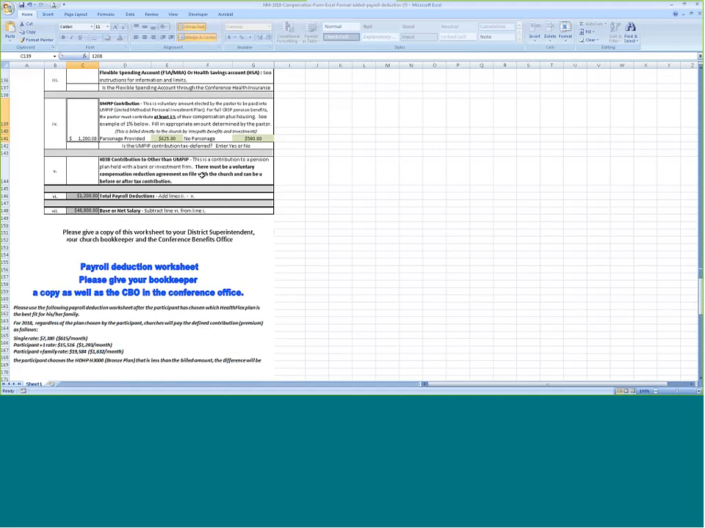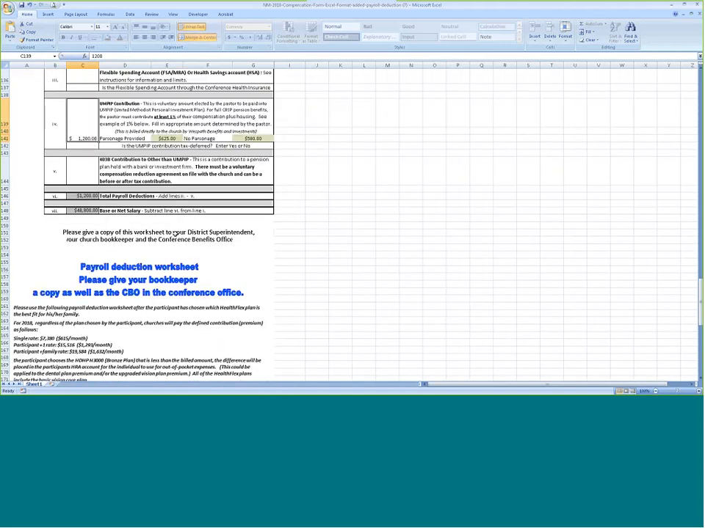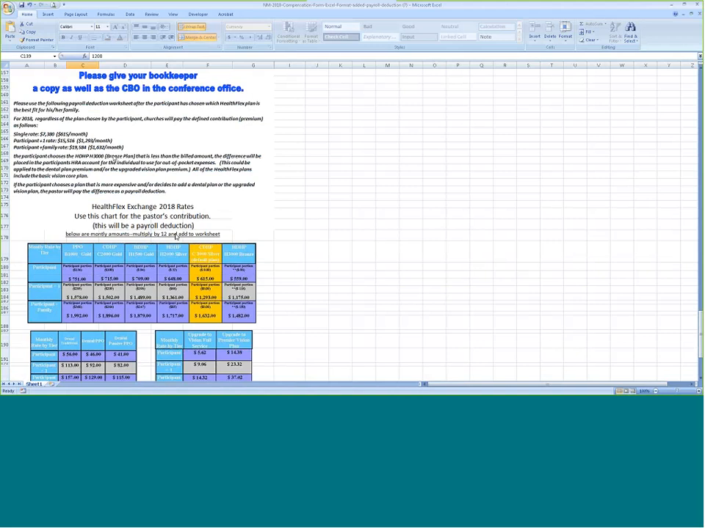Somebody asked me, does the pastor have to contribute 1% to the UMPIP? They do not have to. But if they don't, then they will not receive their full pension benefits that are calculated on that first sheet. They will not receive all of that. Again, so that is that.